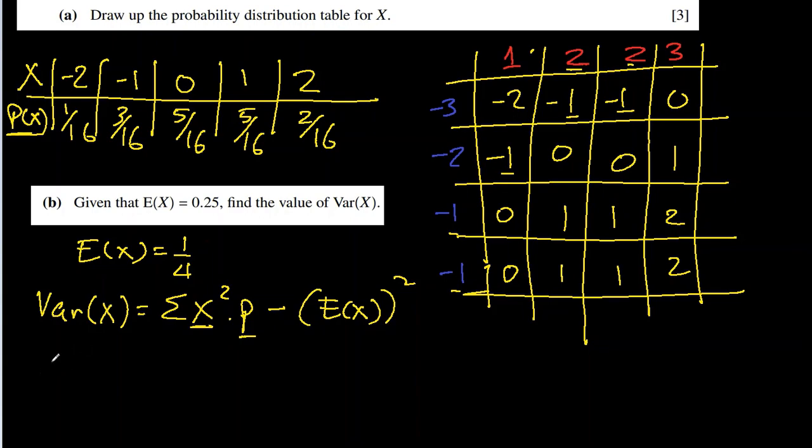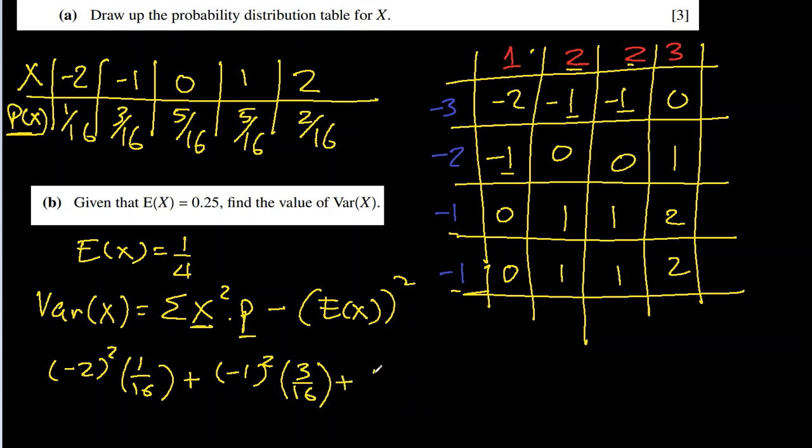Okay. So let me square -2 first, which is the first x, multiply with its probability 1/16, plus the second x is -1 squared, its probability is 3/16, plus 0 squared, I'm not writing it because 0 squared will be 0 and multiplied will be 0, so I'm going straight to 1. 1 squared, the probability is 5/16, plus 2 squared, probability is 2/16. Okay, this is done and we will subtract the expected value 1/4 squared.